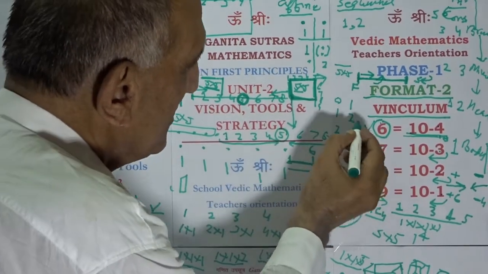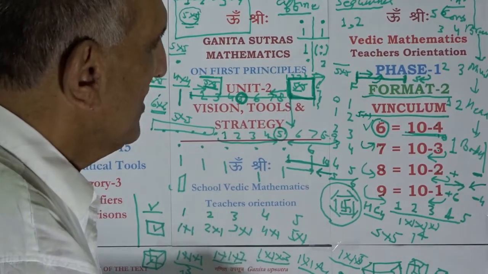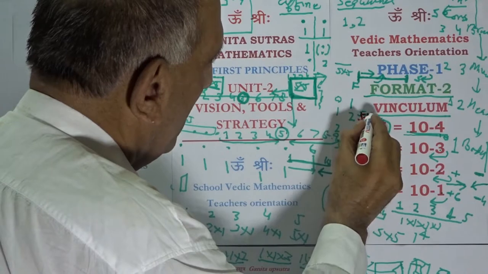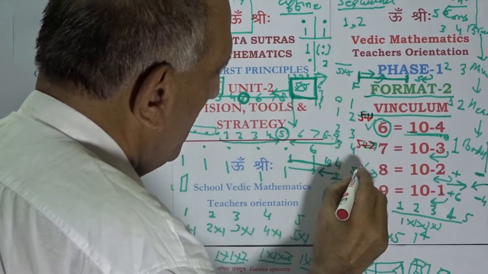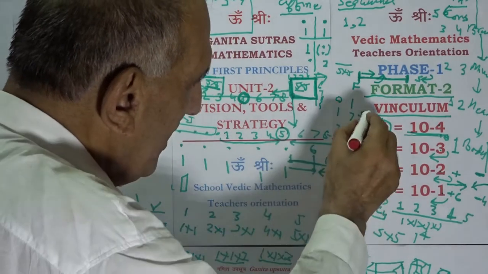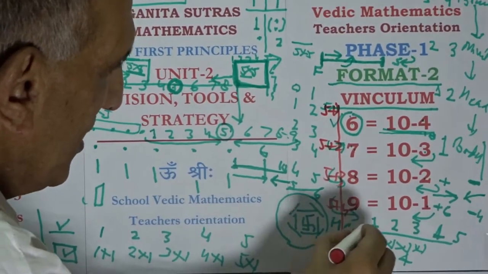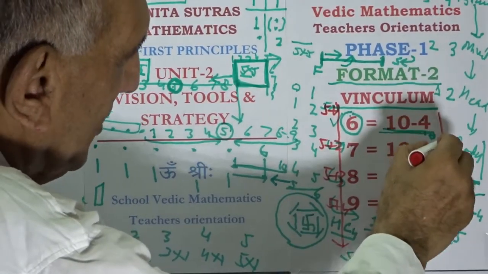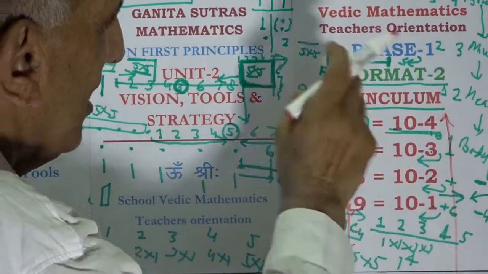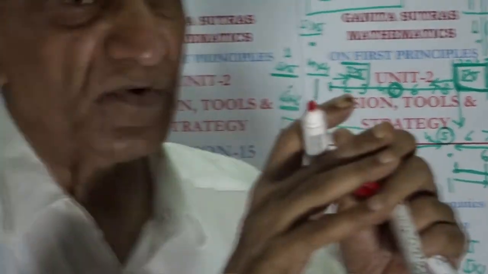We see 6 is 5 plus 1. We further see that 7 is 5 plus 2. Here is 5 plus 3. Here is 5 plus 4. Therefore, here we are availing 1, 2, 3 and 4 as positive units, and in the reverse orientation we are having minus 1, minus 2, minus 3 and minus 4. These are the features. These are very large features.